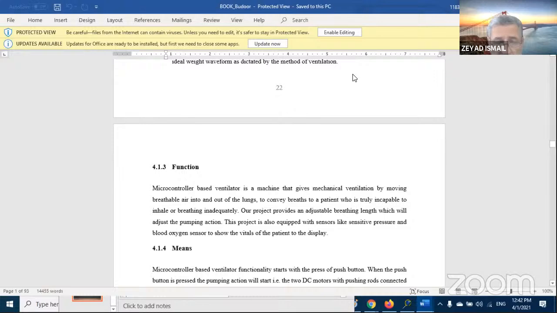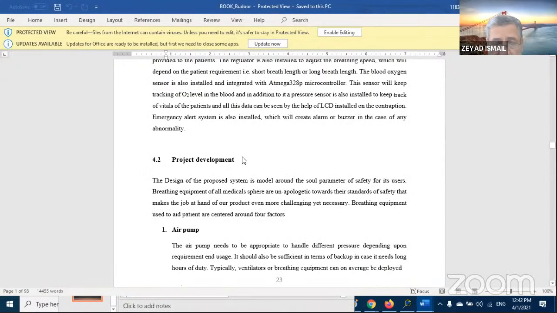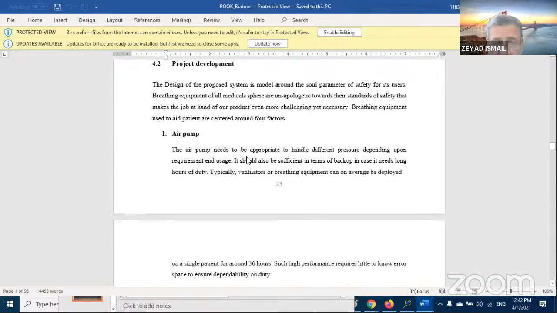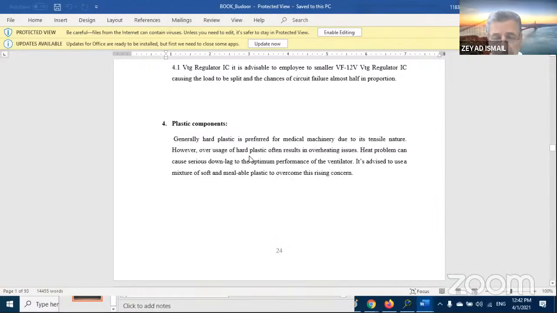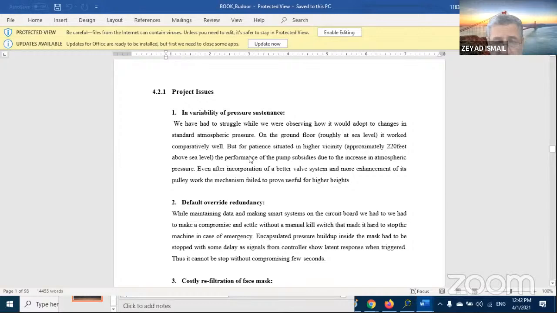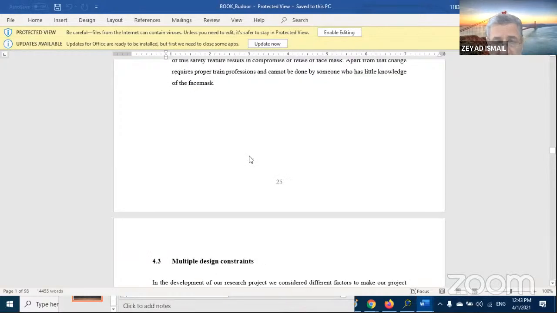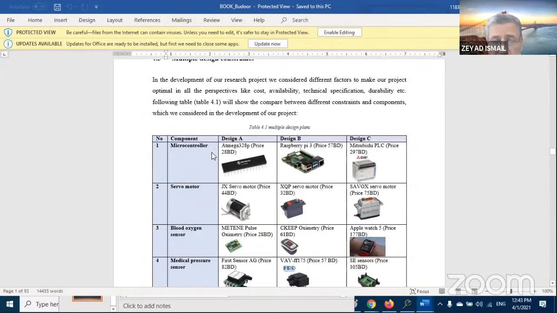These should be explained. Function means project development, the development in their project, and it includes some subtitles. The issue: definitions, then multiple design constraints, as I said, multiple design.